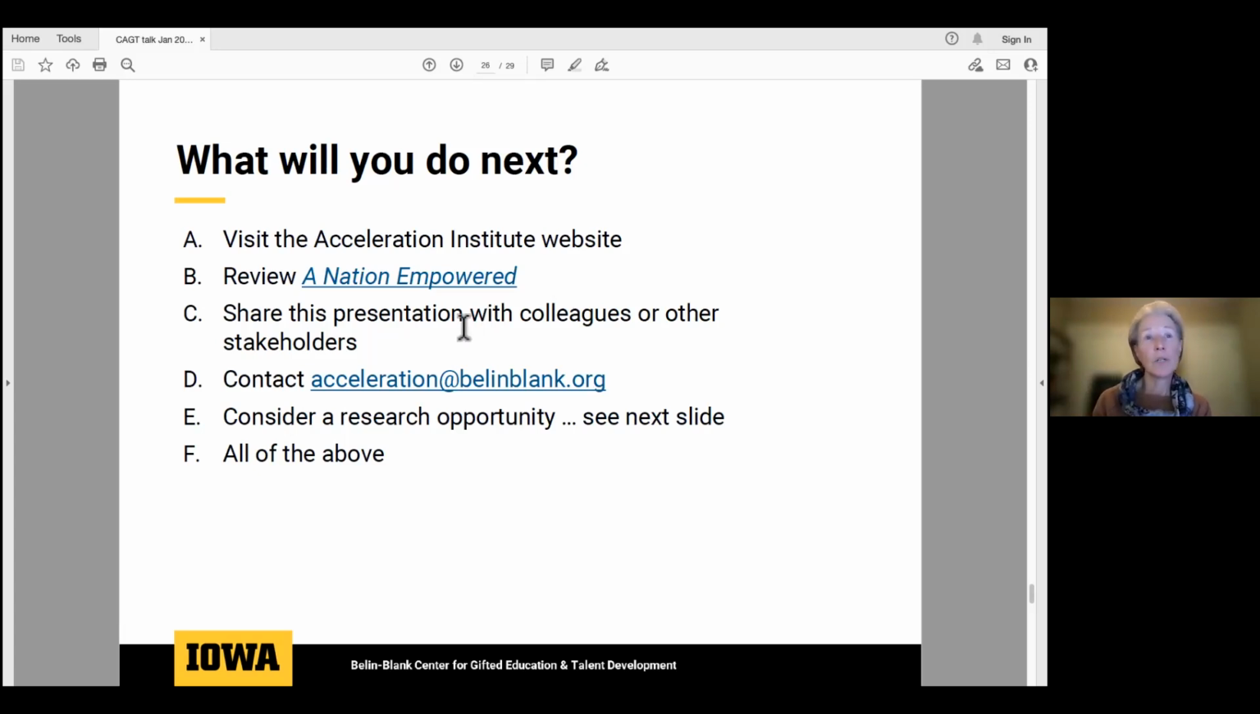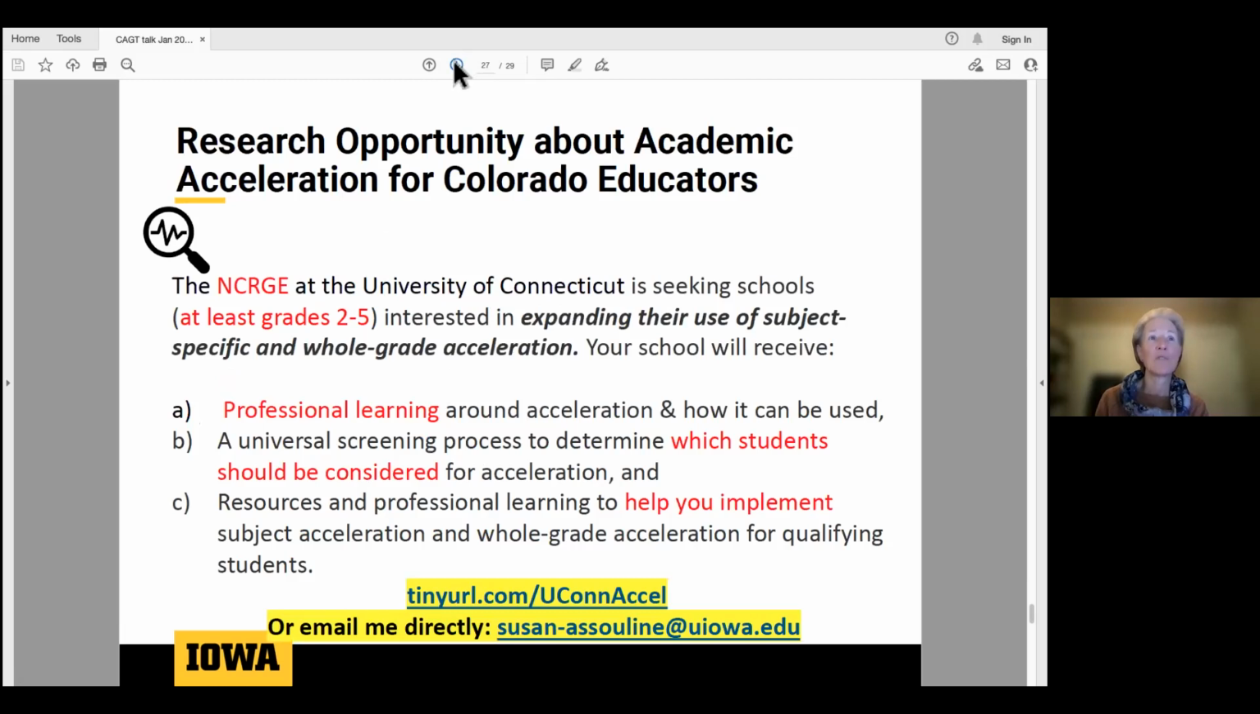I would encourage you to share this presentation with a colleague or other stakeholders. Contact us if you've got any questions or you want more information about the integrated acceleration system. And I would really encourage you to consider a research opportunity, and of course, all of the above. Now, here's that information about the research opportunity.